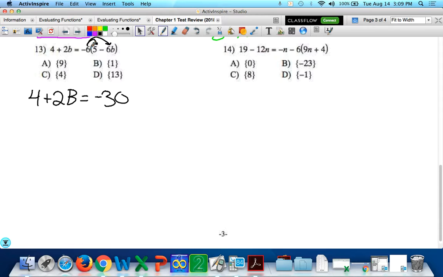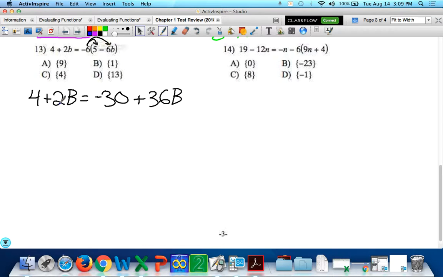-6 times -6b is going to be a positive 36b. A lot just happened there. Negative times negative is positive. 6 times 6 is 36, and then the b just comes with it. Now we're ready to put all our b's on one side and all our numbers on the other.